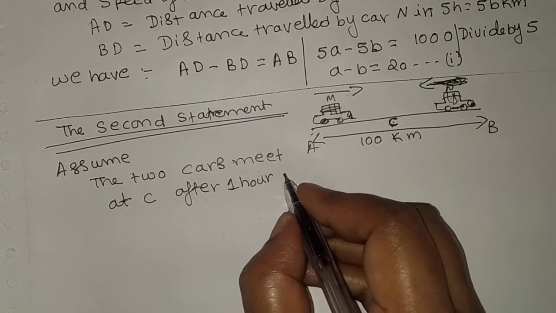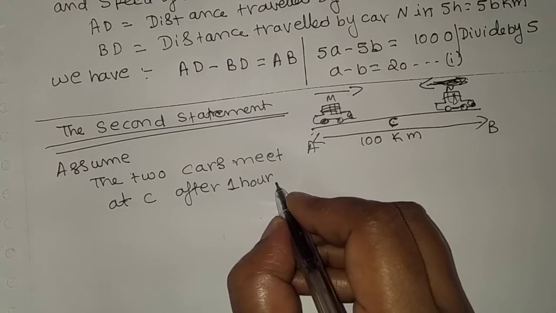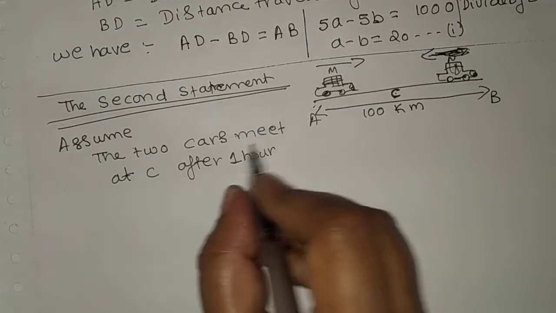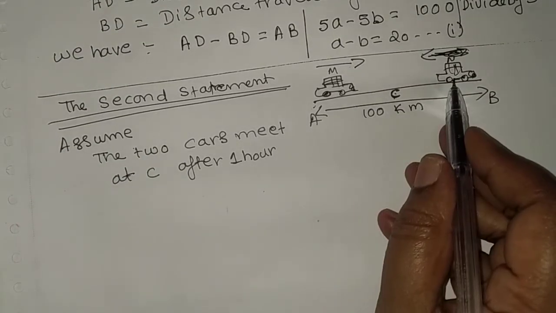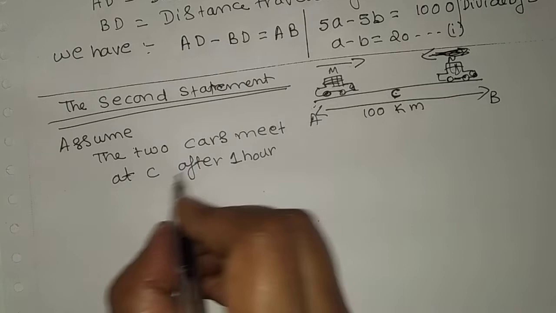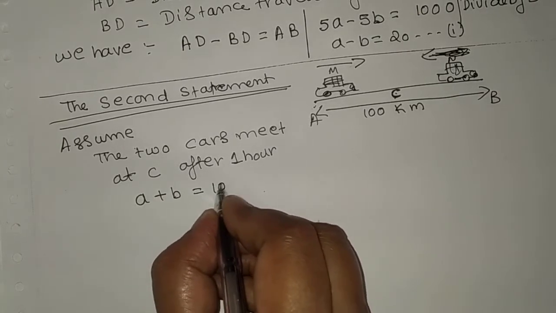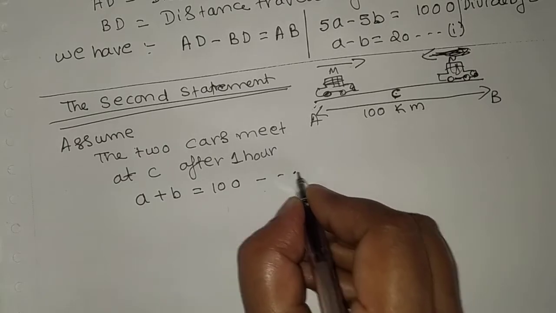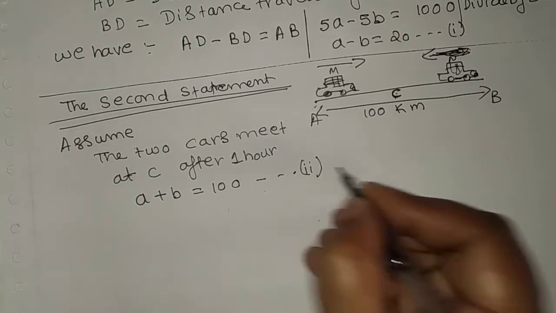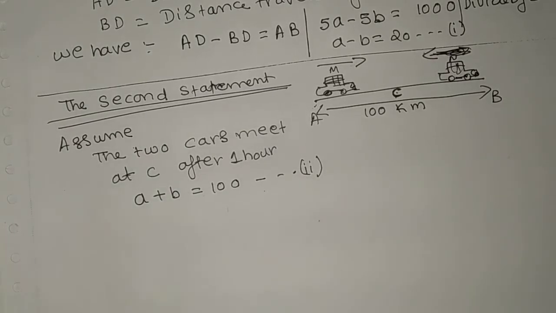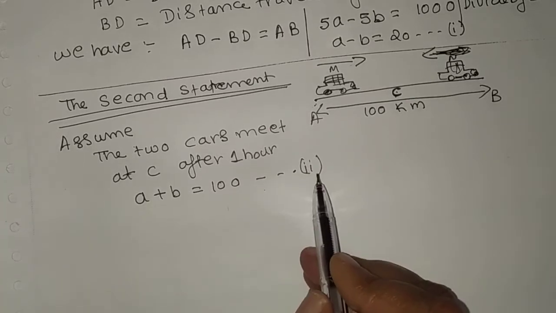After 1 hour, so then what happens? We have to write A plus B is equal to C. So A plus B we can write as 100 will be the second equation. Here A is the speed of the car M, and plus the speed of the car N is equal to 100. This will be the second equation.